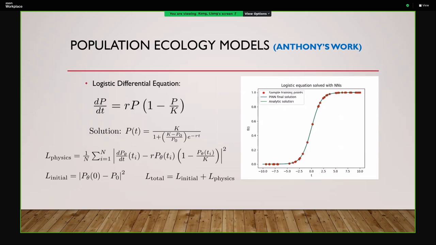Yeah. Anthony worked on the logistic differential equation. It also has some application in ecology. And basically we use the same idea. I just want to try a different equation. The previous one is second order. This is a first order equation. And we can see the result is also pretty good.